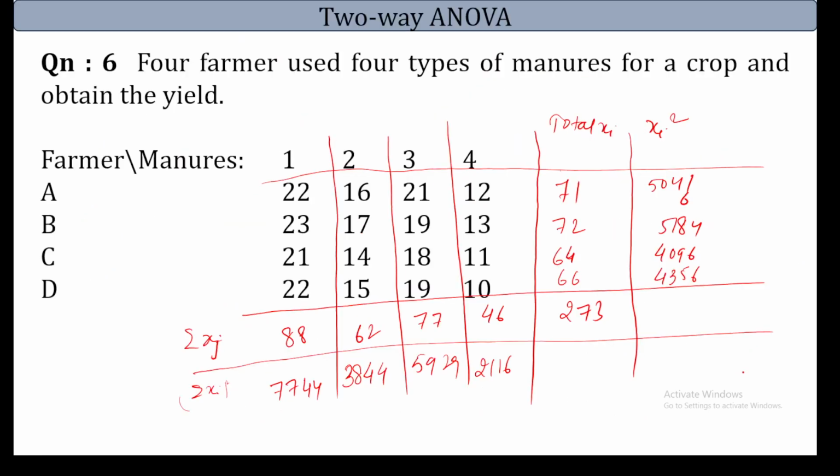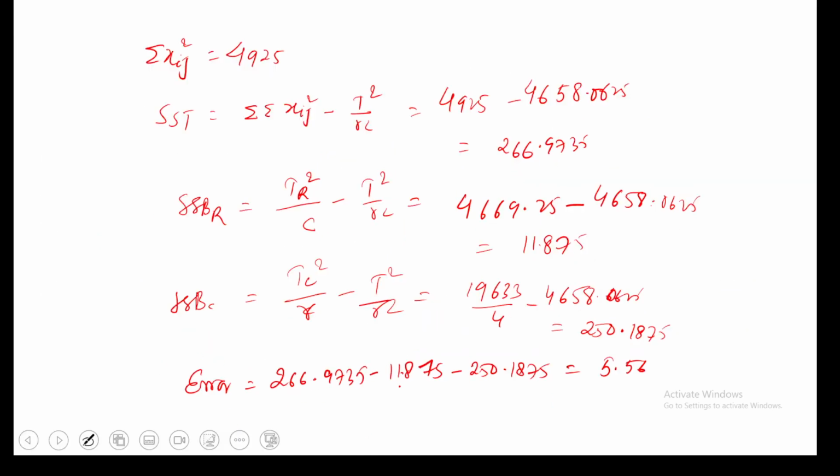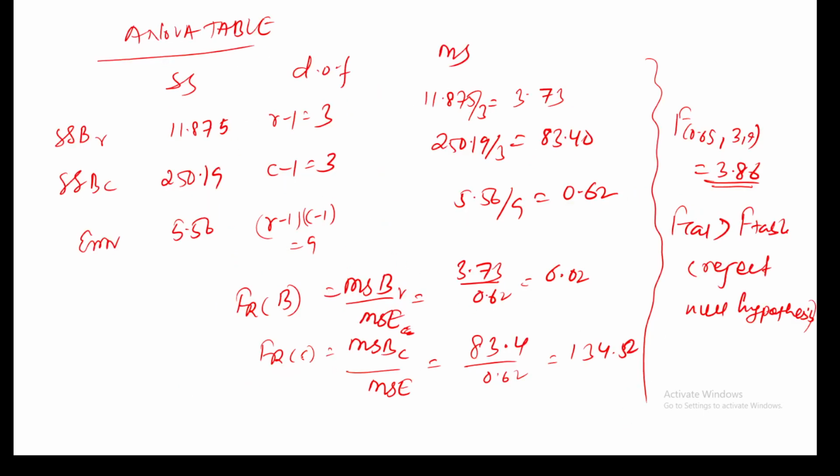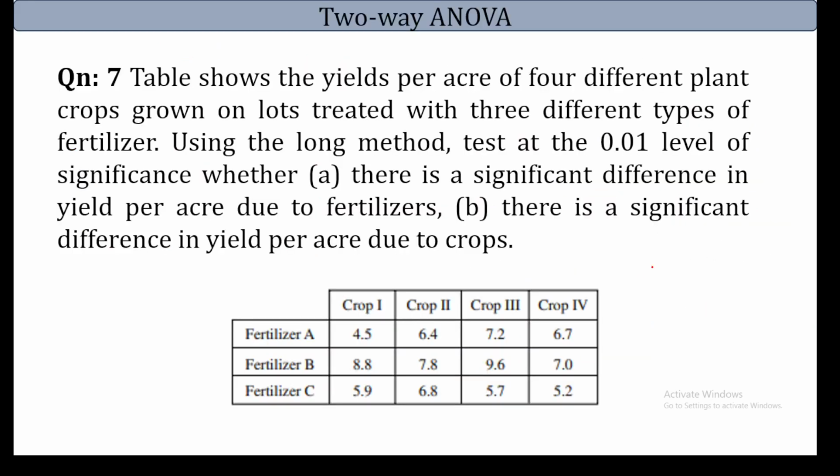So we had this question: four farmers are using different types of manure. You will calculate xj, xi, x squared, xj squared. You will calculate the SST, SSB, SSR, then error. Error will be SST minus SSB and SSBC, where SSB are the row and SSB the column. You will get some values. Now from the ANOVA table you can get the F between rows and F between columns. Then you can calculate the F value. Now this is the one question.